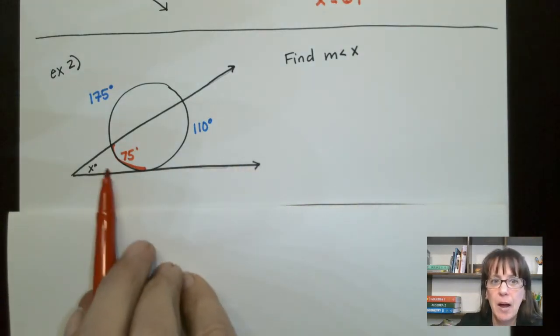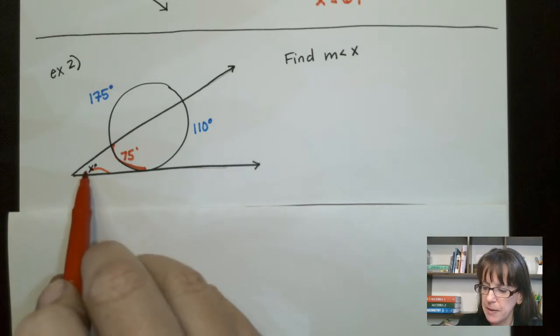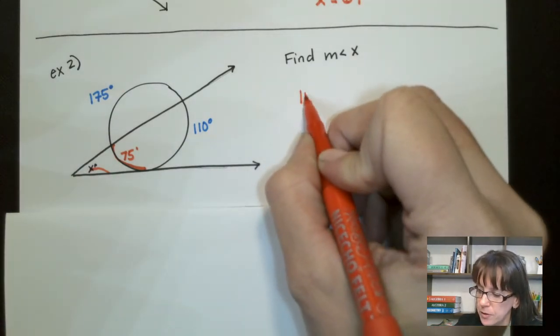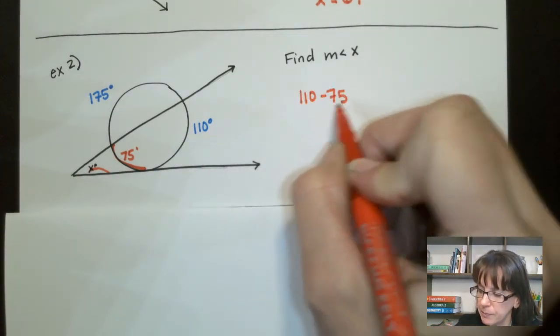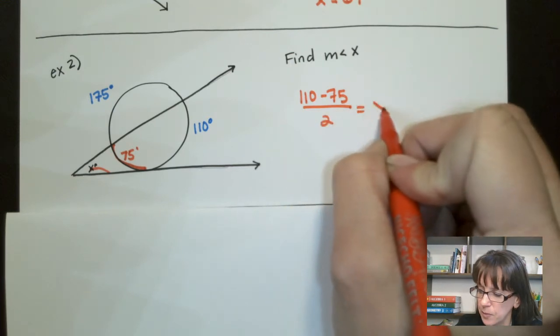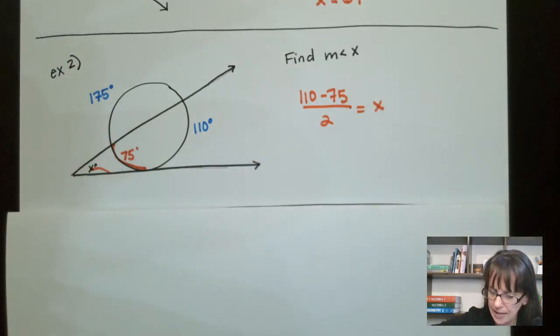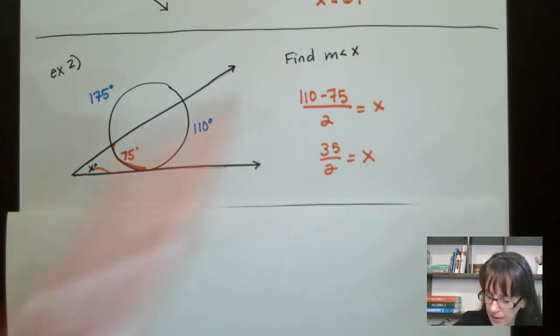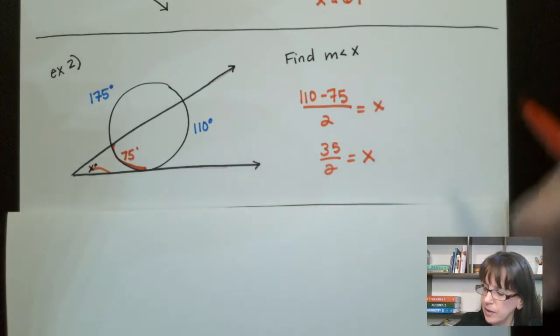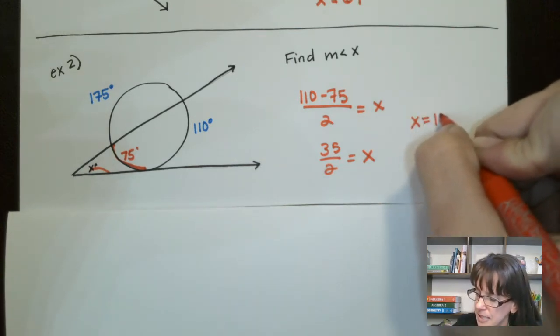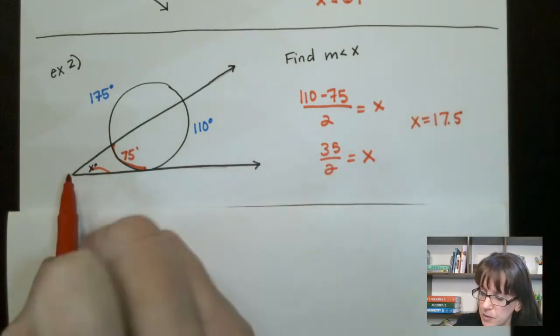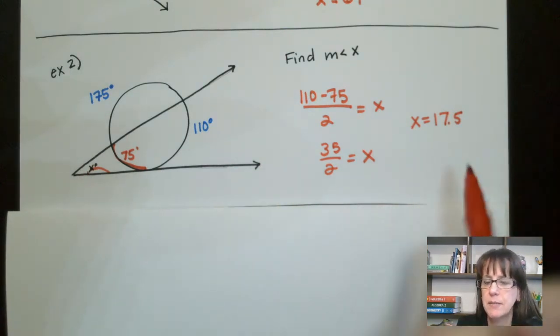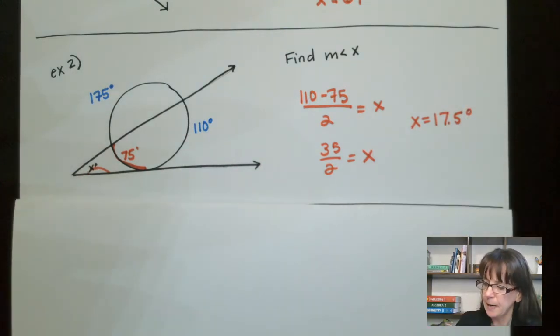Okay, so how do I find the value of X here? We get 110 minus 75, divided by 2, equals X. So 110 minus 75 is 35, over 2 equals X. We divide that by 2 and we end up with X equals 17.5. So this tiny little angle is going to be 17.5 degrees. Good. Okay, let's take a look at the next one.